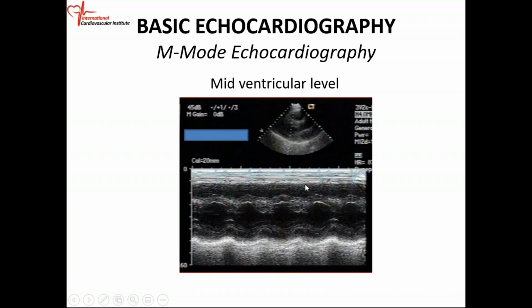Okay, so the next structure, this is your RV cavity. Below the RV cavity, this is the septum. The septum is wavy because it's moving. In systole, the septum moves down towards the posterior wall. In diastole, it moves away from the posterior wall. Systole, it moves down towards the posterior wall, and in diastole, it moves away. So this is your septum, and you can see the motion of the septum. Below the septum is the LV cavity, because that's what the cursor is looking at.